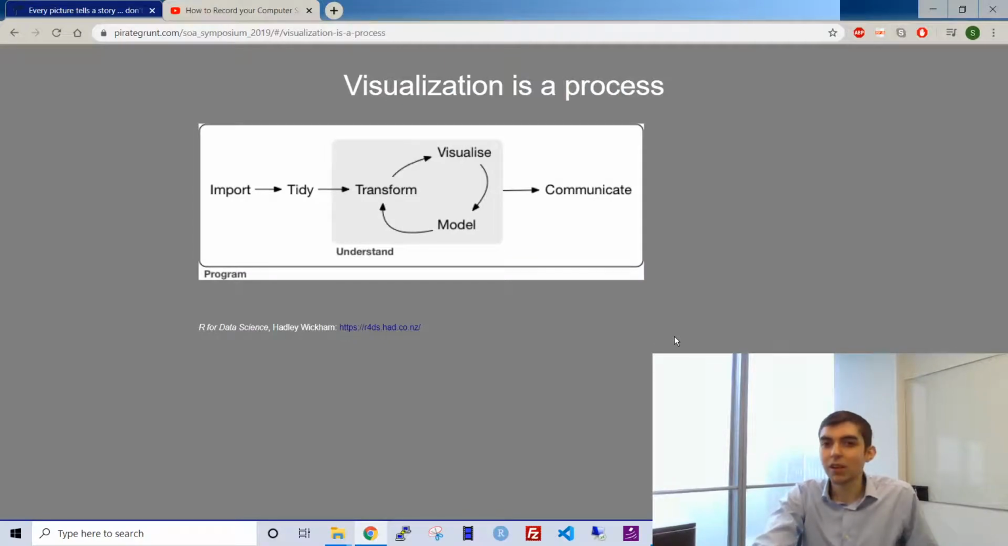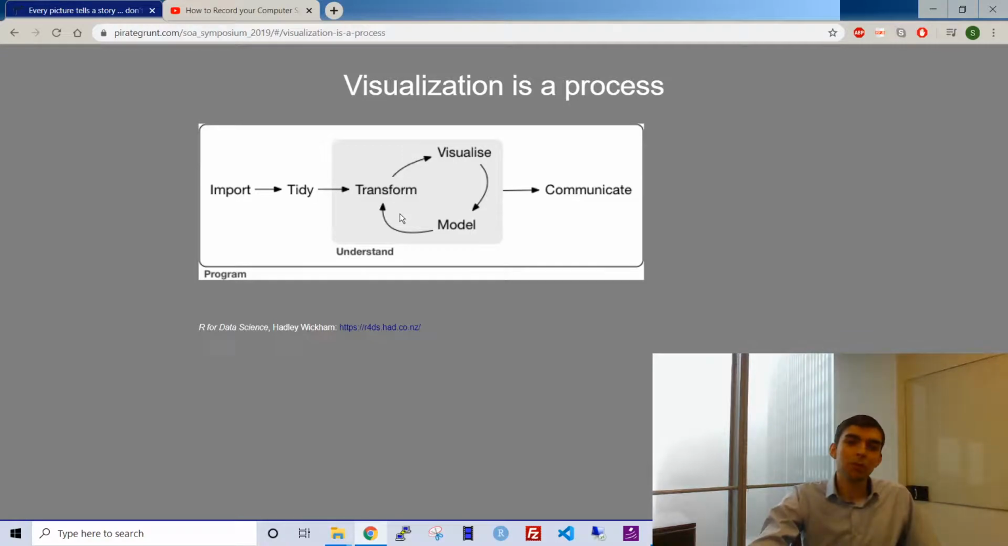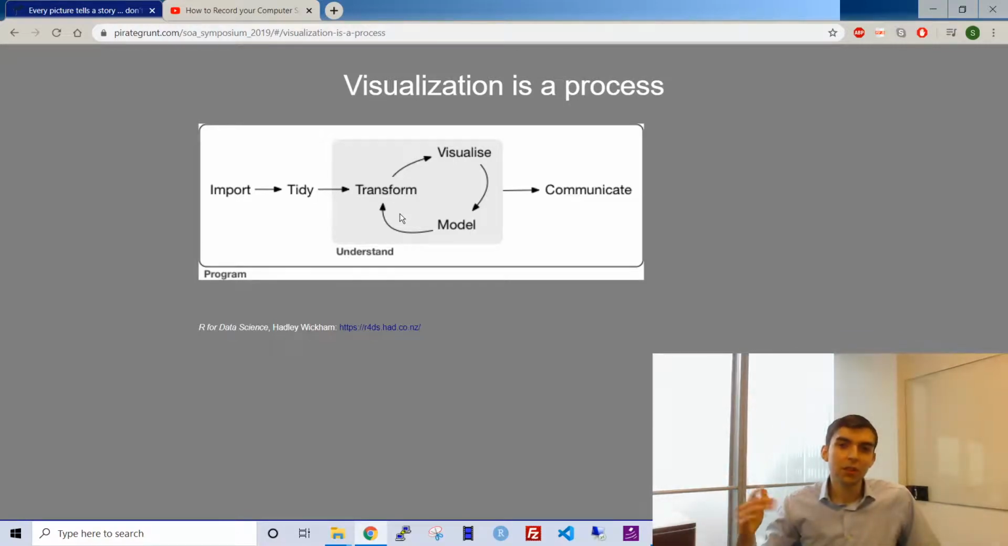Visualization is really a process. Hadley Wickham talks about the steps involved, going from importing raw data to communicating those results. R has a great variety of tools in the tidyverse, which allow you to create all of these steps at once.